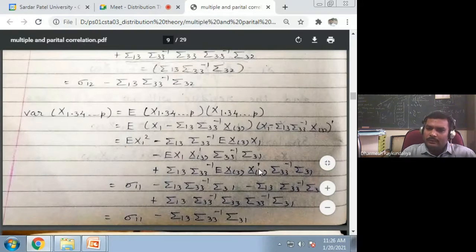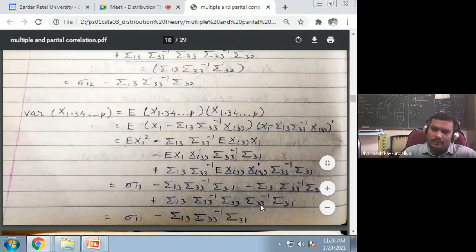So this is nothing but sigma 3 3, so that cancels out. So you have sigma 1 3 sigma 3 3 inverse sigma 3 1, and here it is twice. So what will you get? You will get sigma 1 1 minus sigma 1 3 sigma 3 3 inverse sigma 3 1. Similarly, for the variance of x2 dot 34p, you have sigma 2 2 minus sigma 2 3 sigma 3 3 inverse sigma 3 2.